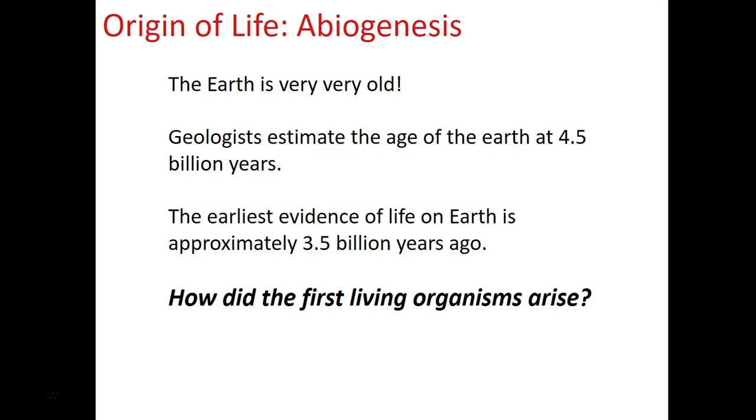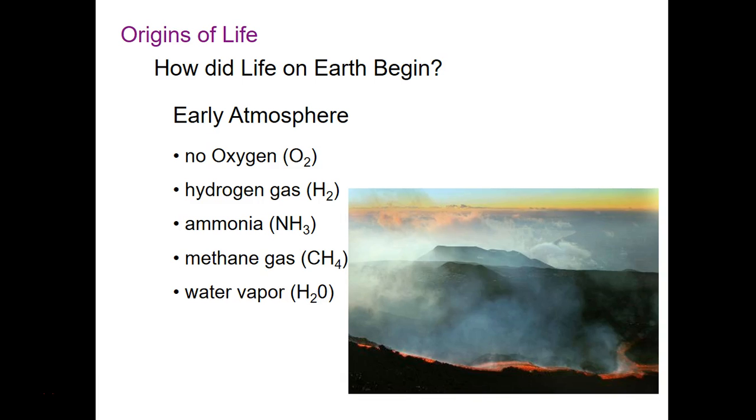Now, I want to indicate to you first that the Earth is very, very old. So not just geologists, but from a wide variety of natural sciences, research has come together to estimate the age of the Earth at about 4.5 billion years. So these are geologists, they're astrophysicists, etc. that come up with this value. And if we track the early history of fossils, the earliest evidence is about 3.5 billion years ago. So a big question, how did the first living organisms arise?